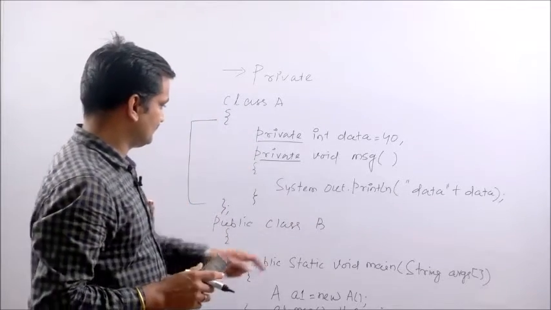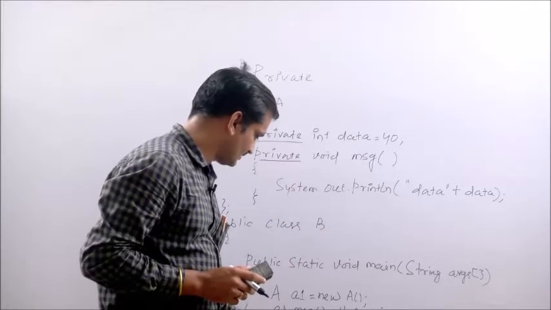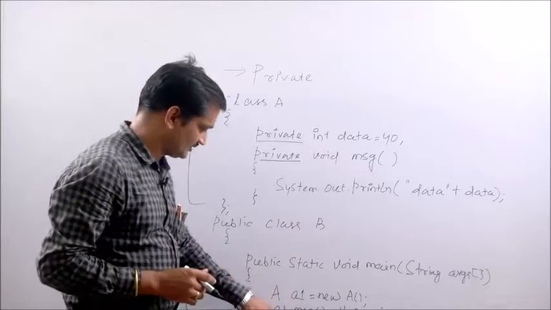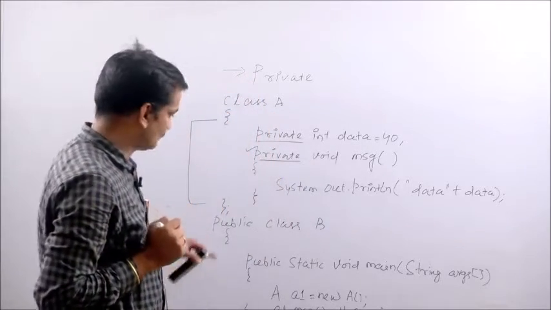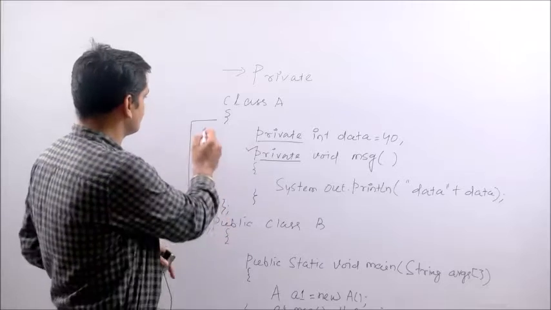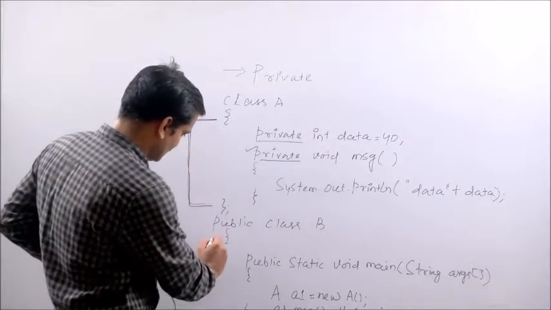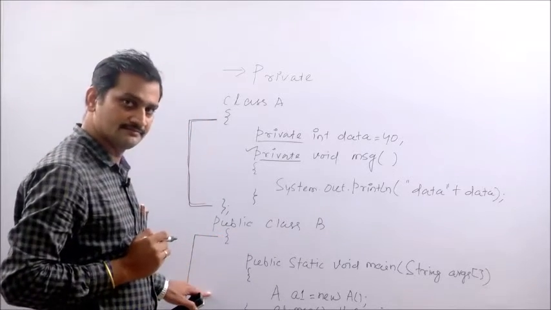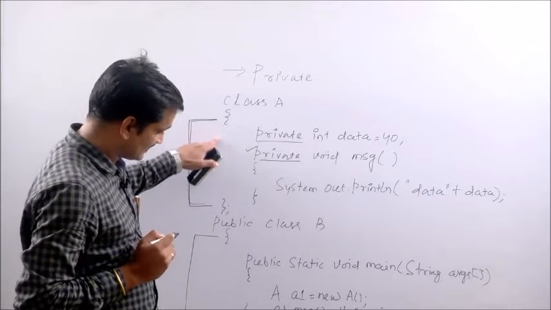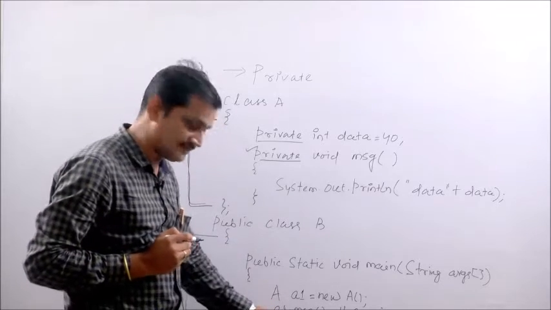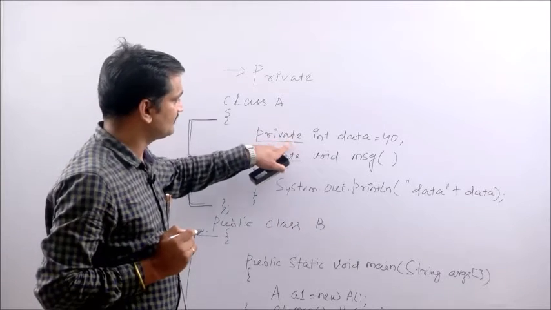If we save the program as b.java and run it, you will get a compilation error at this place. Why is there a compilation error? Because we have defined MSG as a private member of class A and we are trying to access it outside of class A. This is the scope of class A, and this other area defines the scope of class B. Because this is a private member, it can be accessed only within the scope of class A. As we are accessing it within the scope of class B, this will give a compilation error. So, private members can be accessed only within the class.